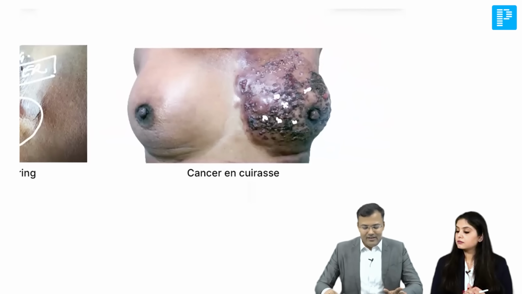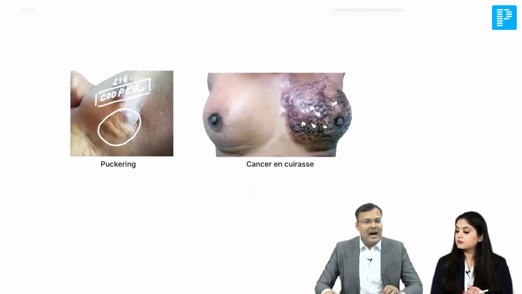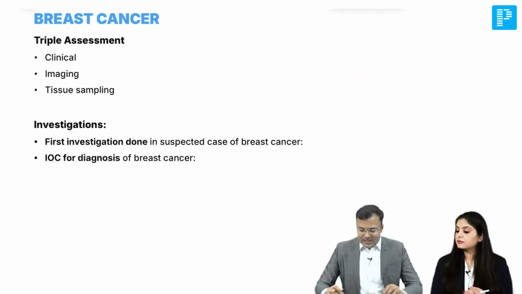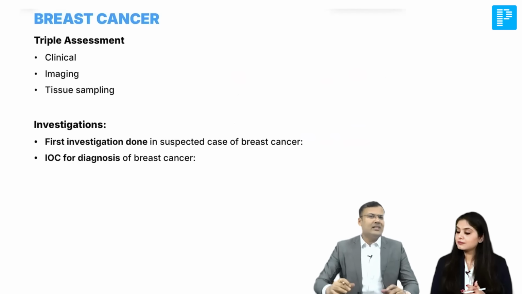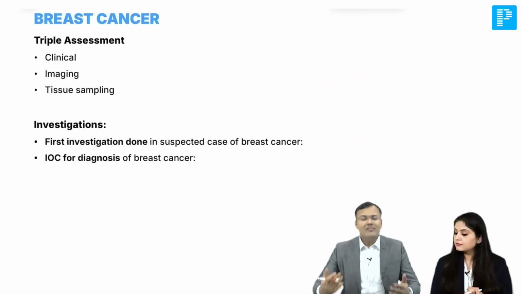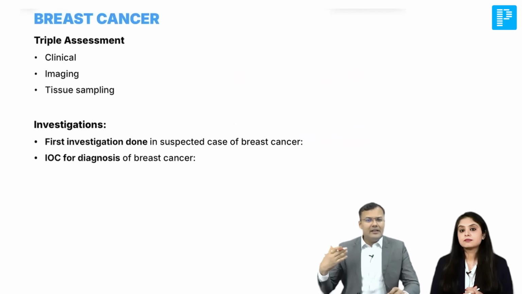I'm repeating again, which question will be asked in exam? Most probably you're going to get peau d'orange. So these are the signs. After that, any patient who is coming to us, what do we do? Clinical history, examination. We send the patient for investigation. Can you tell me the first investigation done? Mammography. Sometimes we send the patient for ultrasound also and confirm it by biopsy or FNAC.